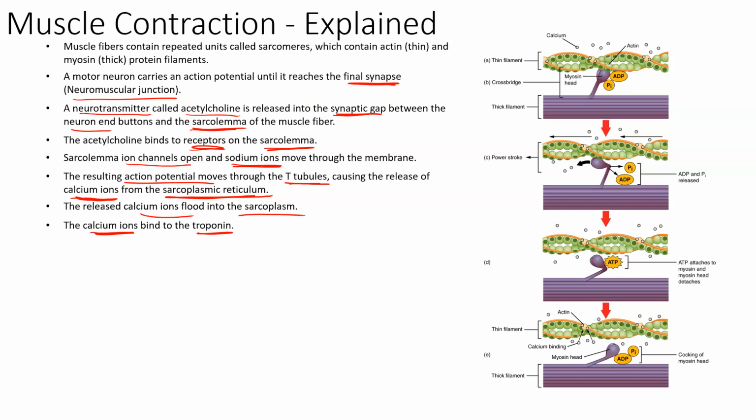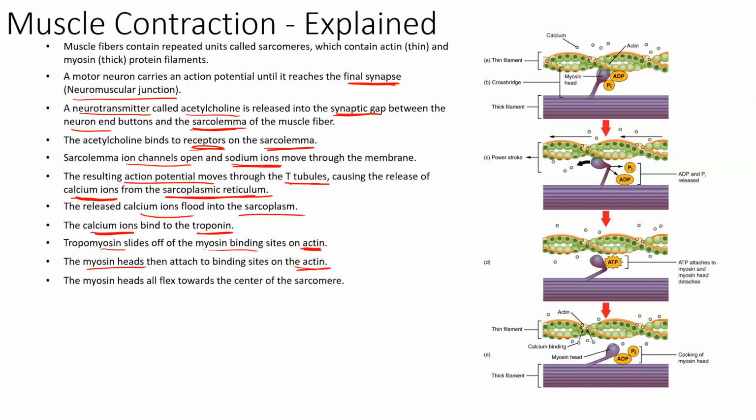When the calcium ions bind to the troponin, it's going to cause the tropomyosin to slide off of the myosin binding sites, which are located on the actin. When the myosin binding sites are exposed, the myosin heads will attach to those binding sites on the actin and will again start the contraction process.